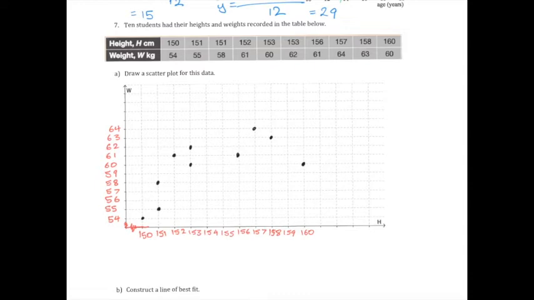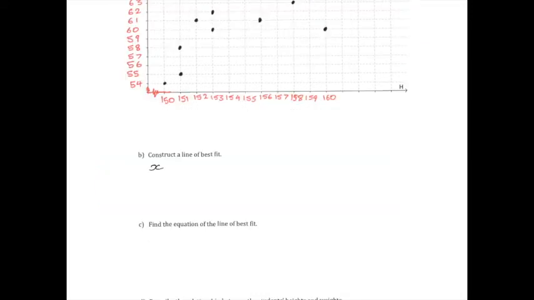Okay, now, construct a line of best fit. Now, to do that, we used to just be able to draw it straight away, but to do that, we actually need to find the mean x and y. Now, girls, you absolutely can add up all those and divide by how many? 10? The mean for x is, what was it, girls?